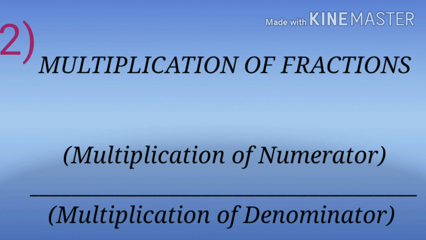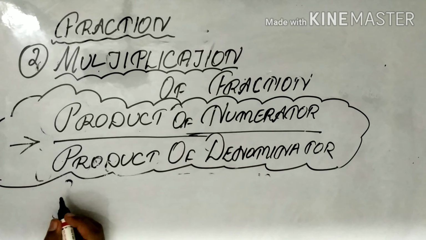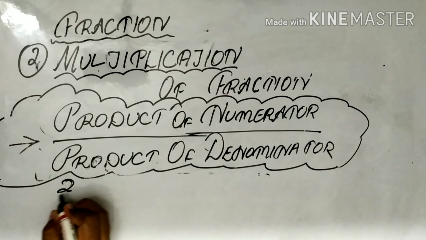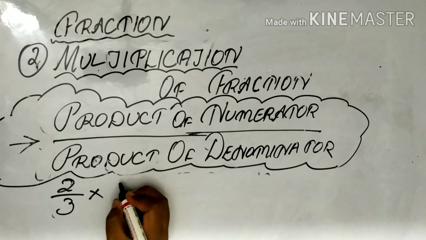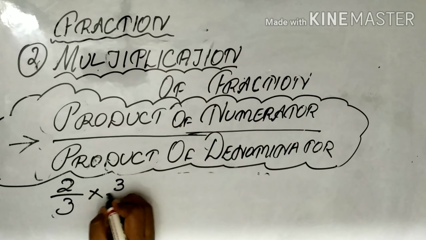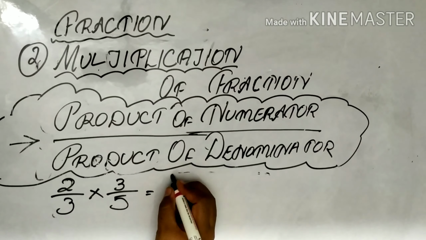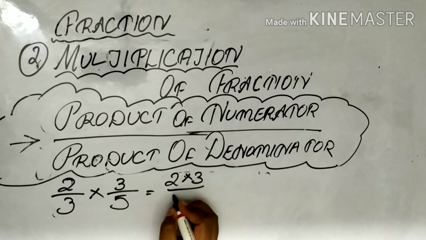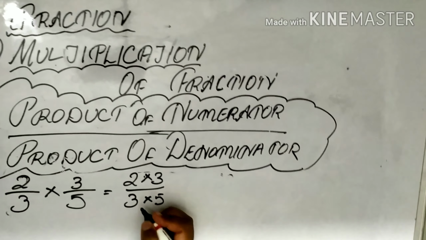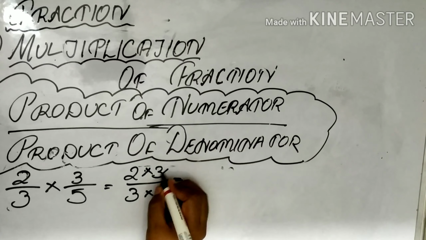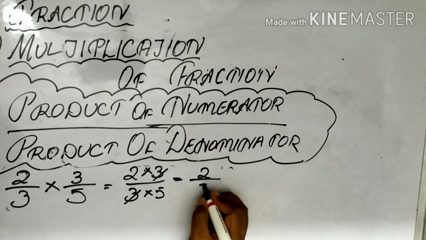Now the next point is about multiplication of fractions, which states that whenever we multiply two proper fractions, the answer will be equal to the multiplication of the numerators divided by the multiplication of the denominators. For example, if the first fraction is 2 by 3 and the second fraction is 3 by 5, the answer will be 2 into 3 divided by 3 into 5, and we simplify it by cancelling, and the answer will be 2 by 5.